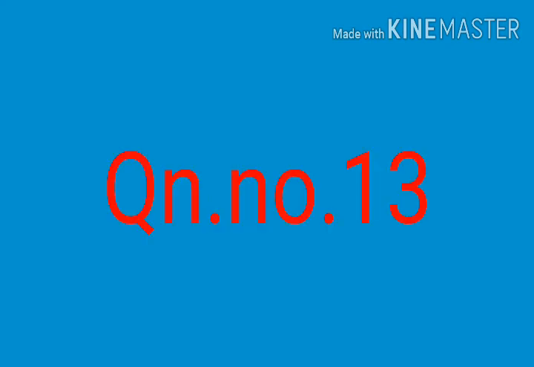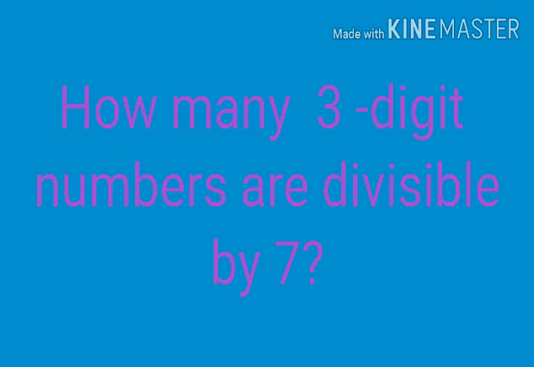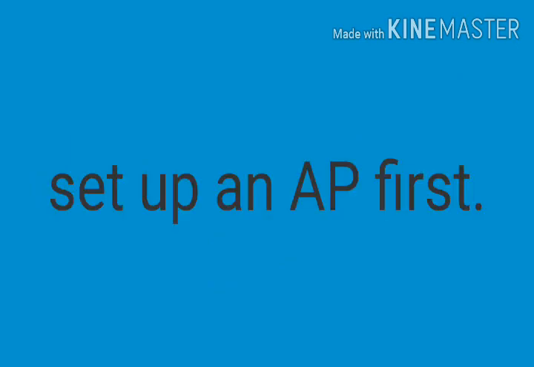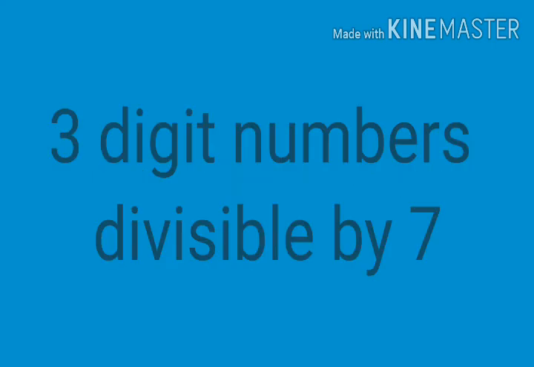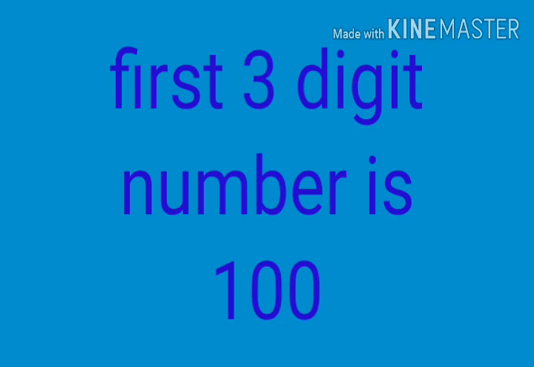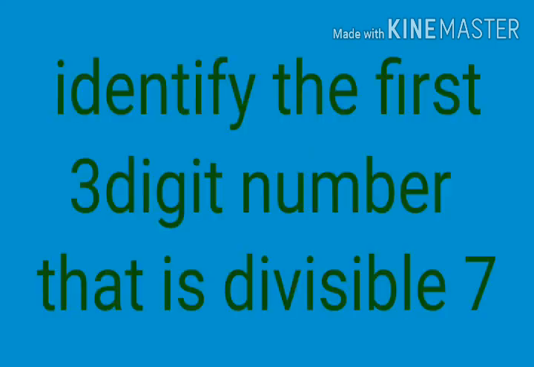Now question number 13. How many 3-digit numbers are divisible by 7? So in this question we need to form an AP. Okay. So here what is given in the question? 3-digit numbers divisible by 7. So which is the first 3-digit number? That is 100. So we need to get the first 3-digit number which is divisible by 7.